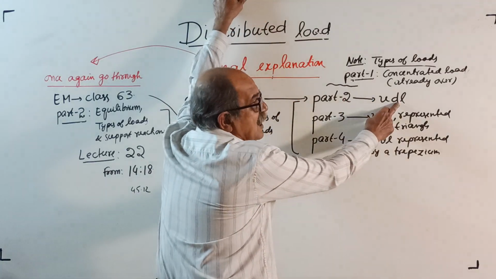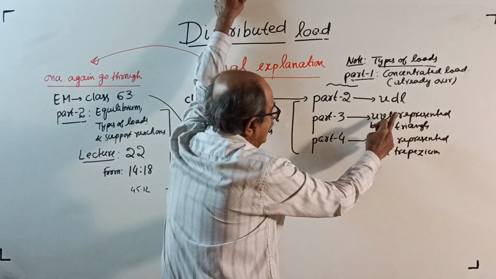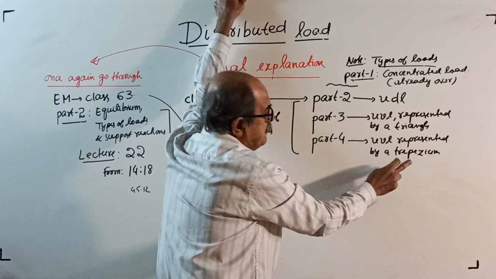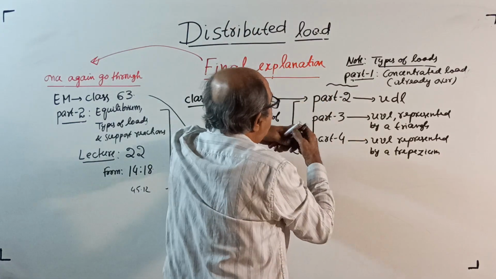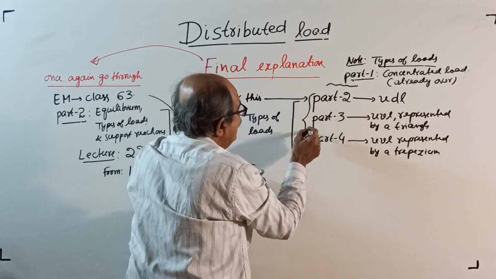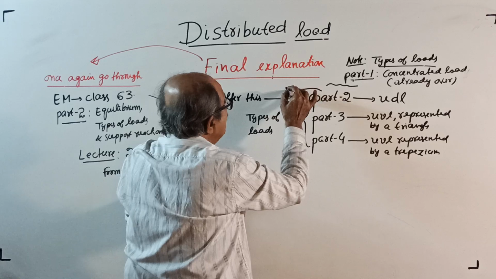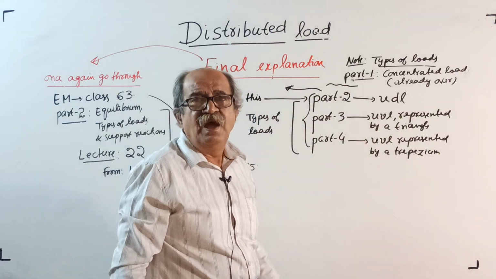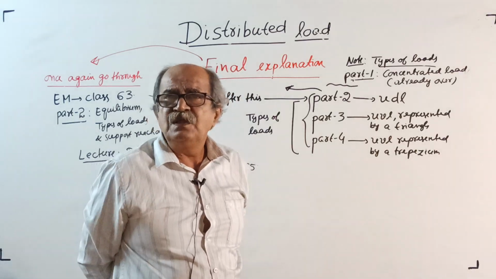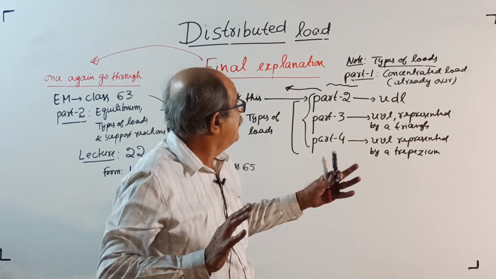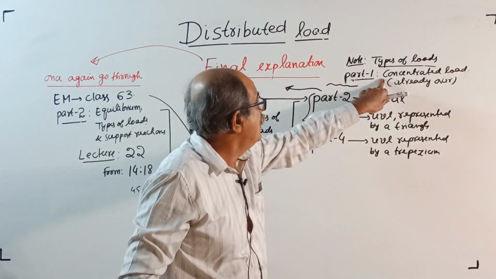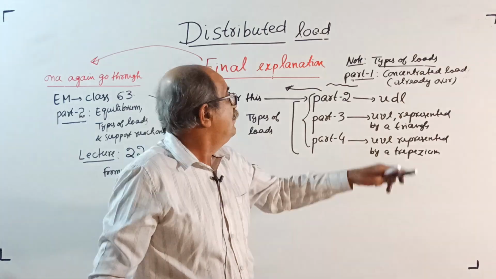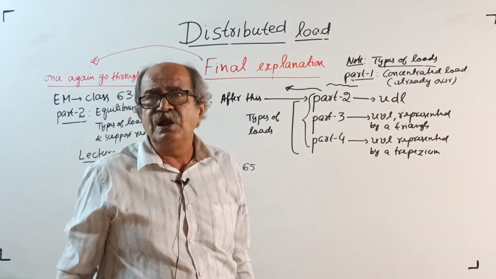Part 2 will be UDL. Part 3 will be UVL represented by a triangle. Part 4 will be UVL represented by a trapezium. But before I start these three, I am giving a lot of explanation because all these come under distributed load. Already 2 or 3 classes have been conducted after part 1. Part 2 is still waiting. Part 2 will be a systematic way of examples where moment also will be considered.